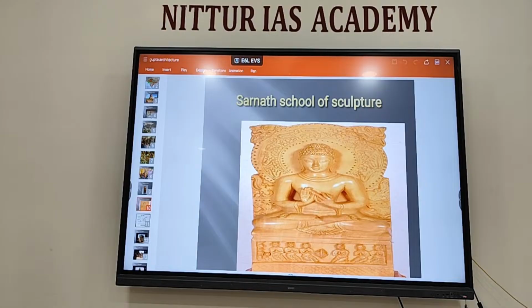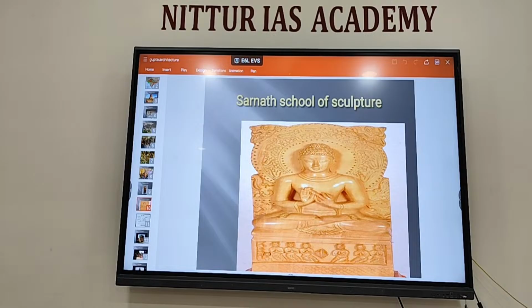If you remember, we discussed the Buddha in the Mathura school: muscular, one hand on the thigh, another hand in Abhaya mudra. Here the Buddha is shown with less muscularity. Next we write down, gracefulness is being seen, less muscular.